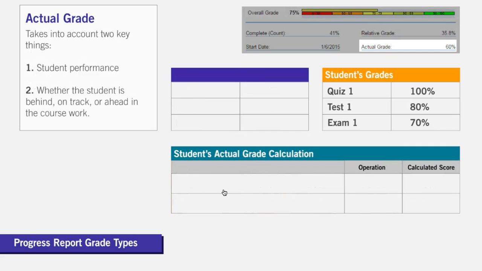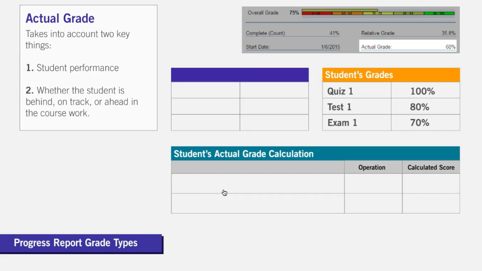Next, let's dive into actual grade, which, as its name implies, is more indicative about how the student is actually performing in the class. Actual grade takes into account two key things: how the student has performed so far in the class, and whether the student is behind, on track, or ahead in the coursework. Let's continue our example to illustrate how actual grade is calculated.